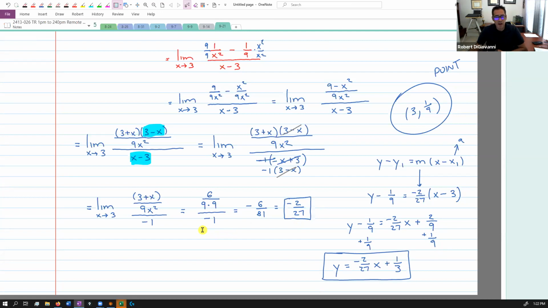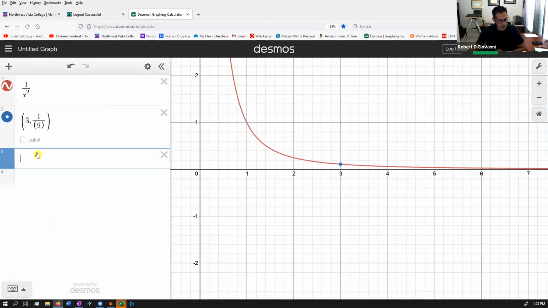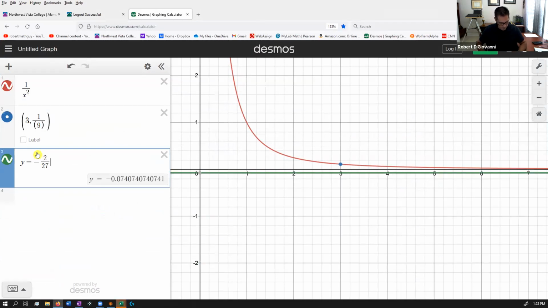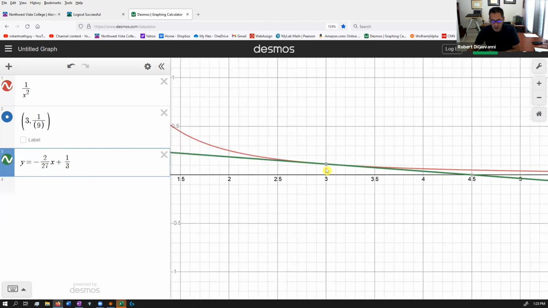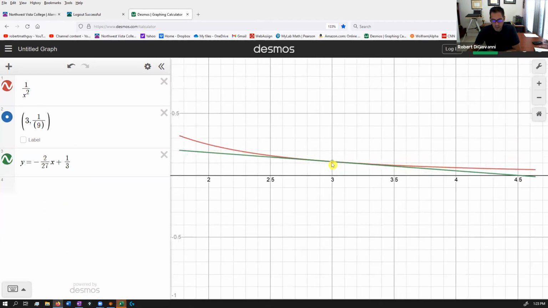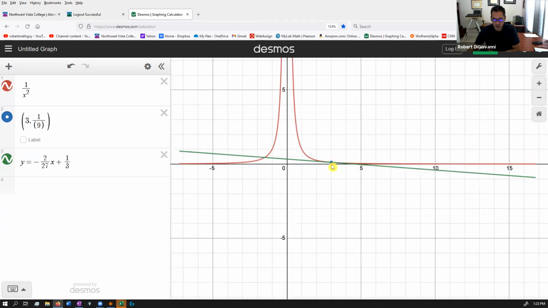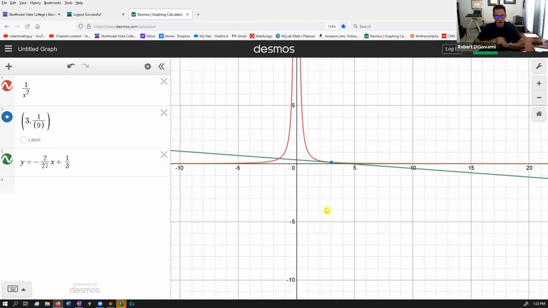You can check this answer, right? Graphically, I'm going to try it. So I'm going to come over here and I'm going to graph y equals -2/27 x plus 1/3. There it is. You can see that we have found a line that passes through this point and appears to be tangent to that curve at that point, doesn't it? If you back out and take a look at it, it looks like it's tangent to that curve. All right, we good?